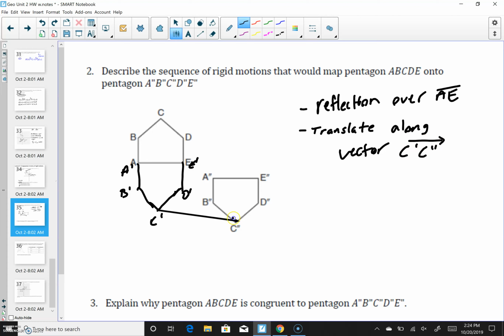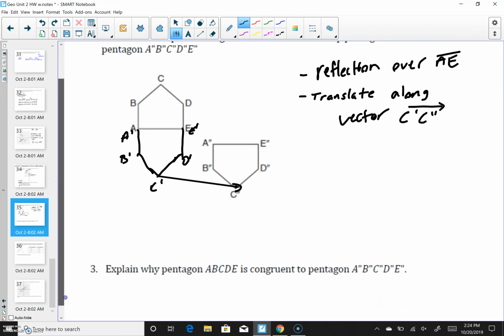So that clearly shows, and if we slide them all along that same angle, because if you remember, all of our vectors are parallel to each other, and they're the same distance. So if we went B prime to B double prime, A prime to A double prime, and so on, they would all be the same. I just picked C prime to C double prime because it's out of the way, it doesn't overlap, it's very straightforward. So that to me is the easiest way to do this, a reflection over AE, and then a translation along vector C prime, C double prime.